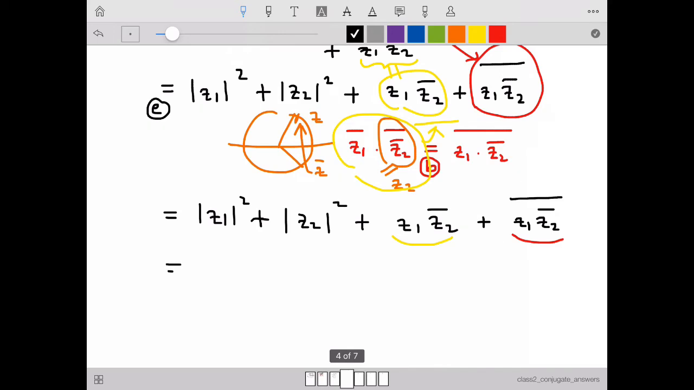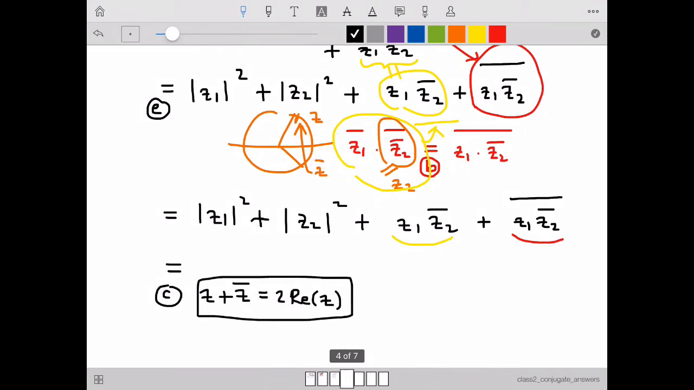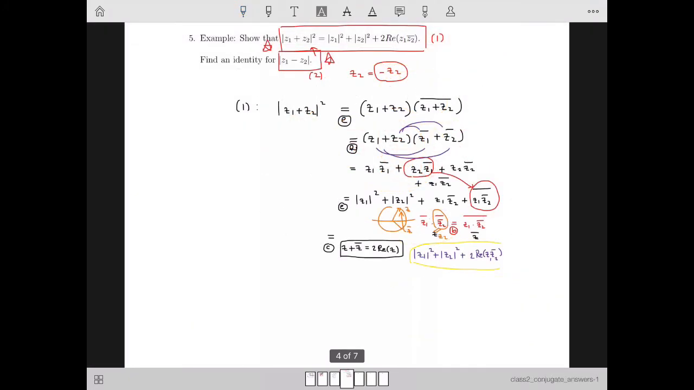And from C, what was C? Z plus Z bar is equal to twice the real part of Z. So using this, if we call this Z then this is Z bar, so we have absolute Z1 squared plus absolute Z2 squared plus twice the real part of Z1 Z2 bar. So that is the right hand side, and proof is done.